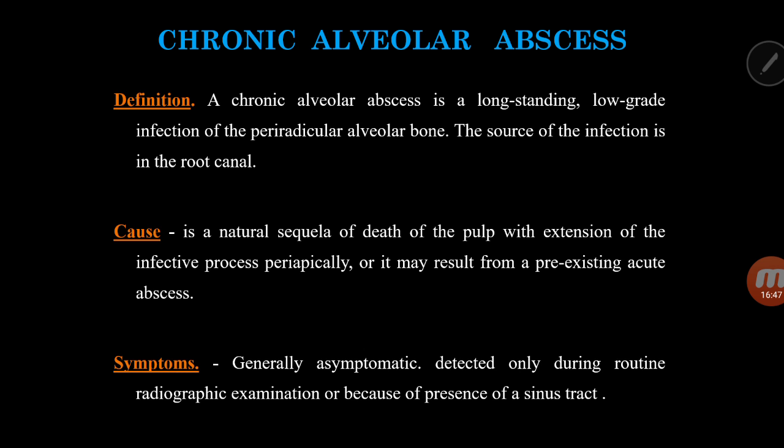So next is a chronic alveolar abscess. A chronic alveolar abscess is a long-standing, low-grade infection of the radicular alveolar bone, and the source of infection is obviously the root canal or dental caries.